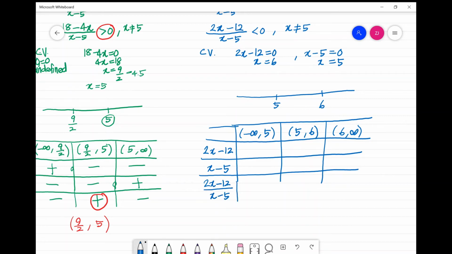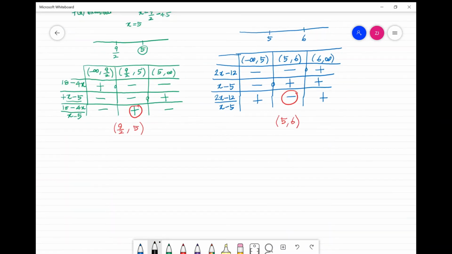Now let's fill in the table with the signs. 5 is the root of x minus 5, so we get 0 here, positive on the right and negative on the left. And 6 is the root of 2x minus 12, so we get 0 here, positive on the right and negative on the left. So let's find the conclusion: positive, negative, positive. Which sign should we circle? We are looking for the negative sign. So we have the answer to be 5, 6.